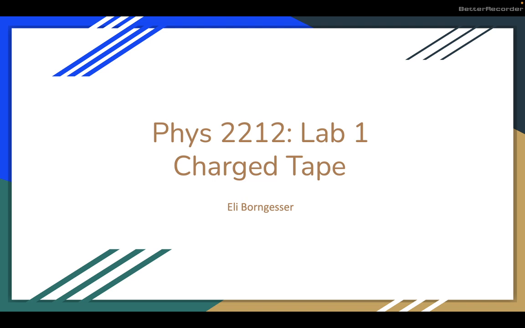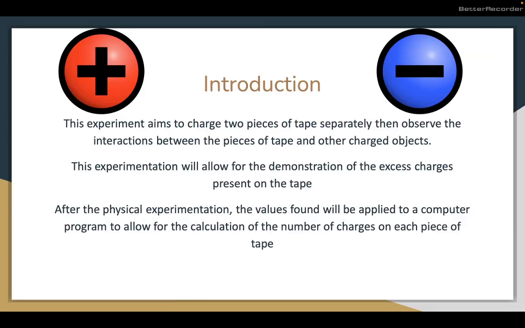Hello, my name is Eli Borngesser, and today I'll be reporting my findings from Physics 2212, Lab 1 on charged tape. So this experiment aims to charge two pieces of tape separately, then observe the interactions between the pieces of tape and other charged objects, or possible charged objects. This experimentation will allow for the demonstration of excess charges present on the tape.